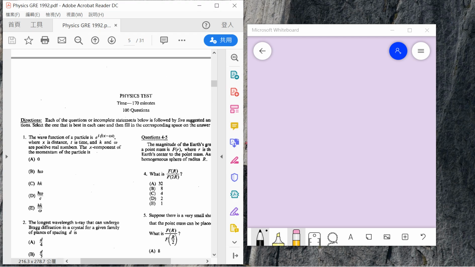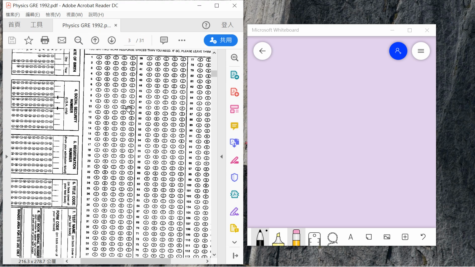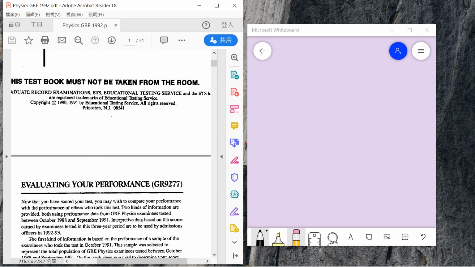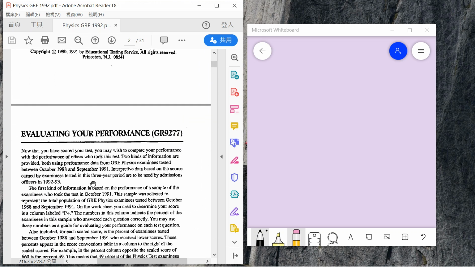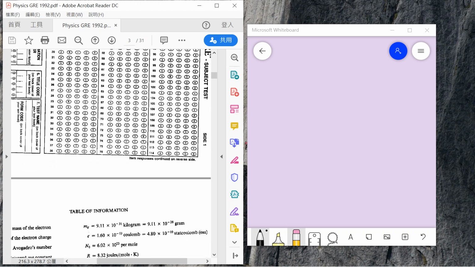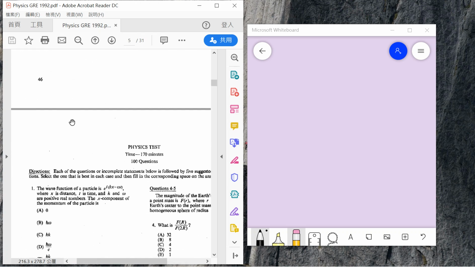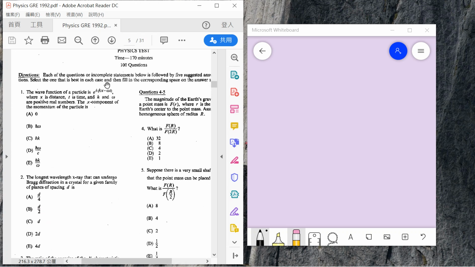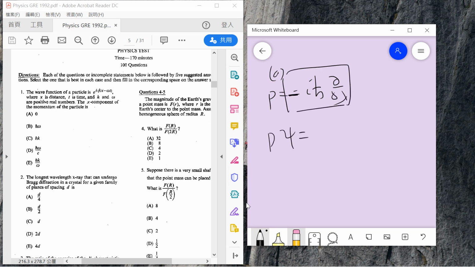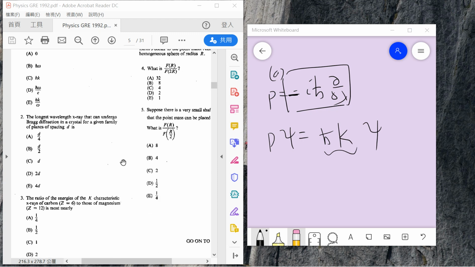Okay, so the first one, the form we are solving is GR 9277. The first question has a wave function and asks about the momentum. This is standard quantum mechanics, which you need to remember. P for phi is basically h bar k phi, because you will have an additional ik. So the answer is C.